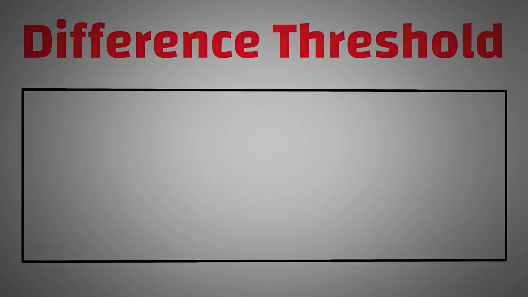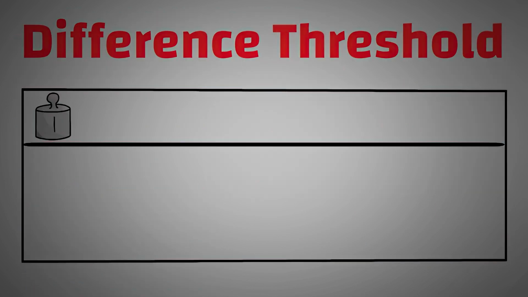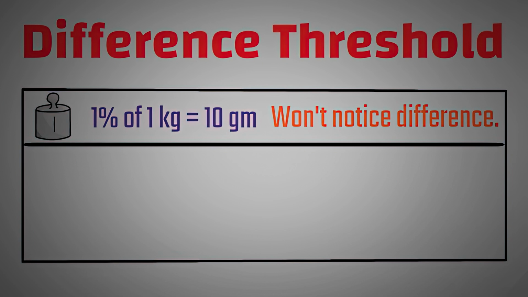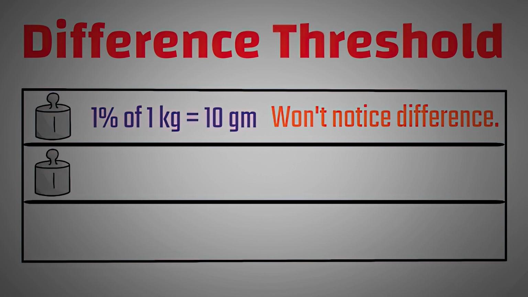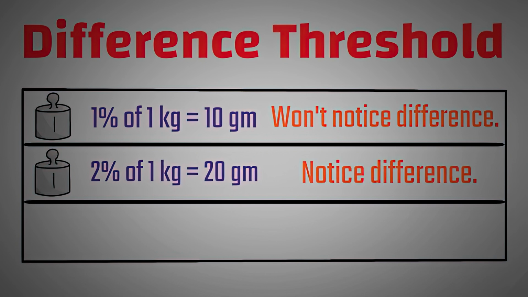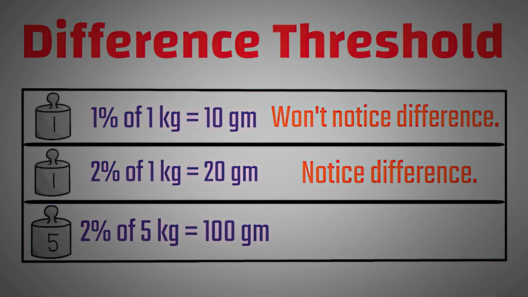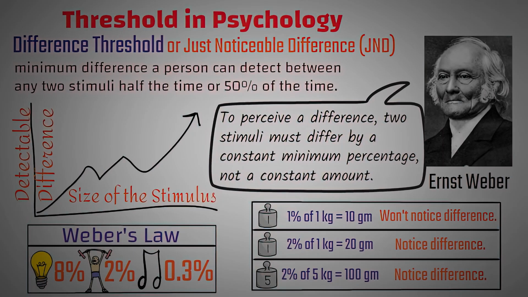Let's say you carry a 1 kg weight. It does require effort, but if you add 1% of 1 kg, that is 10 grams, you won't notice the difference. But if you add 2% of 1 kg, that is 20 grams, then you might notice the difference. In the case of 5 kgs, you will need to add 2% of 5 kgs, that is 100 grams, to notice the difference. These are the basic ideas about absolute threshold and difference threshold.